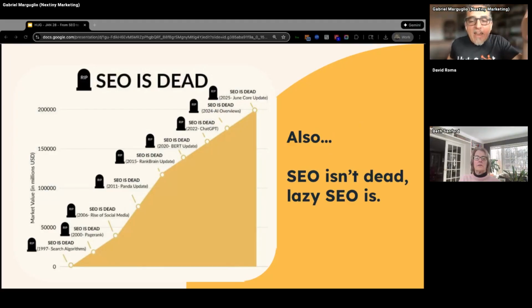We've been declaring SEO dead for a decade now. There's always something that came along. SEO is dead: in 2006, the rise of social media; 2011, the Panda update; 2015, RankBrain. There have been huge changes to SEO over the years, and this is a huge one too. But let's say that SEO is more important than ever. On the contrary, SEO is not dead. What's dead is lazy SEO, all the tactics you were using to trick Google into thinking you were real and doing real things when you weren't. If you're doing real things, AI is going to love you. So we'll talk about that.